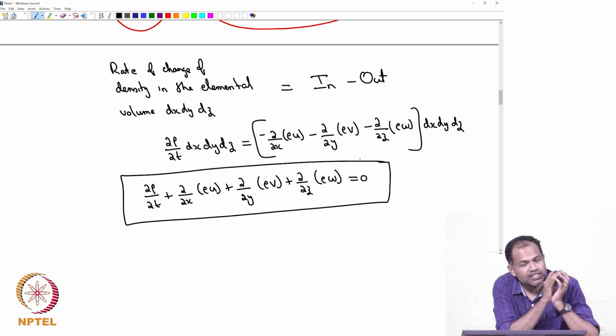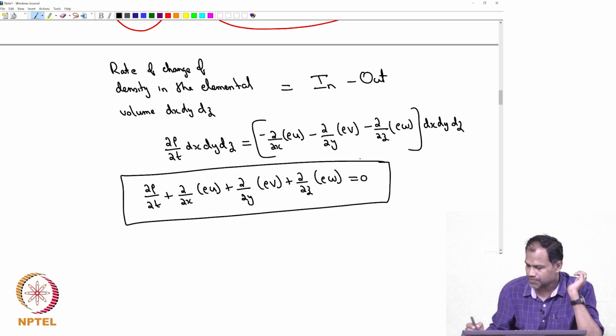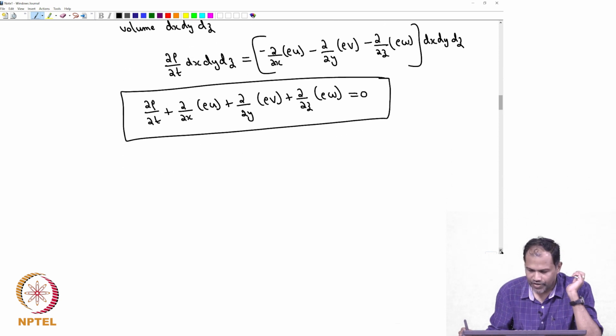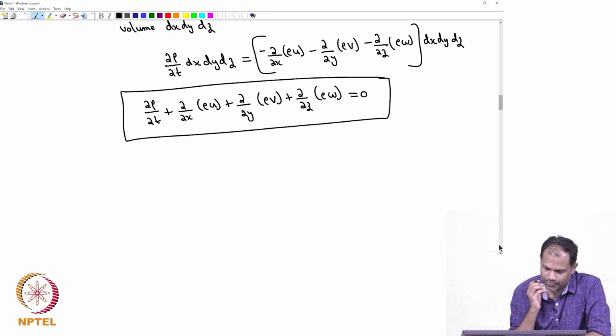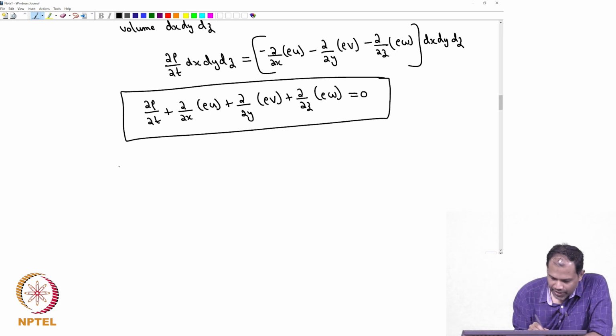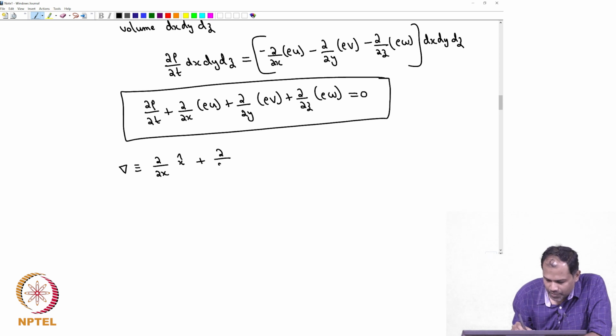Okay. So, if there is a change in density, that will be seen as a difference in the flow rate between two phases, or if there is a difference in the flow rate, that should be seen as a change in density. So, this is the equation that describes the mass conservation. We can write this equation in a much more convenient form. Remember the gradient operator that we had was nothing but del by del x, x cap plus del by del y of y cap plus del by del z of z cap.